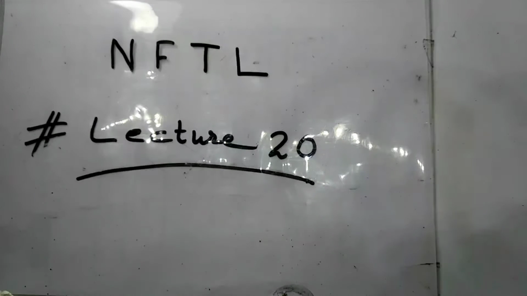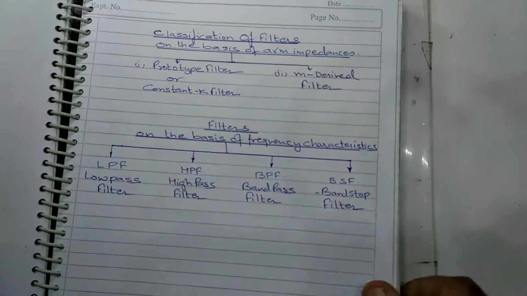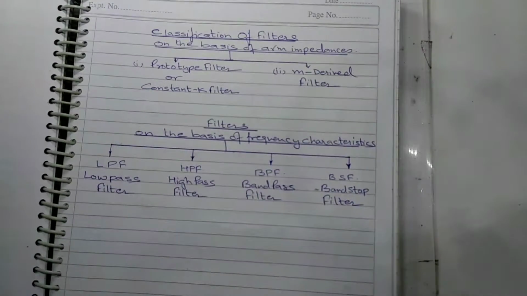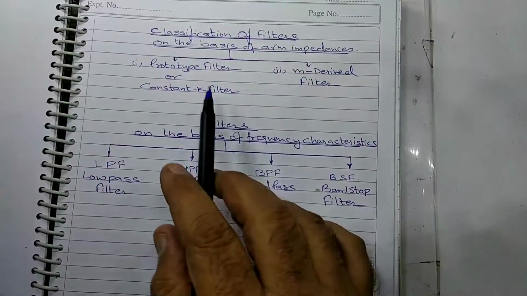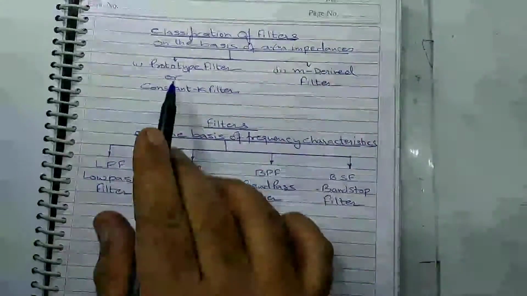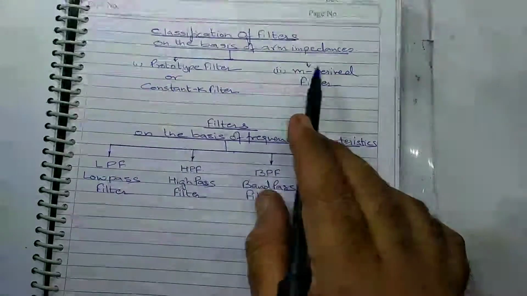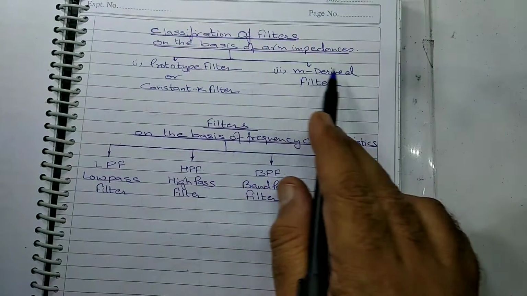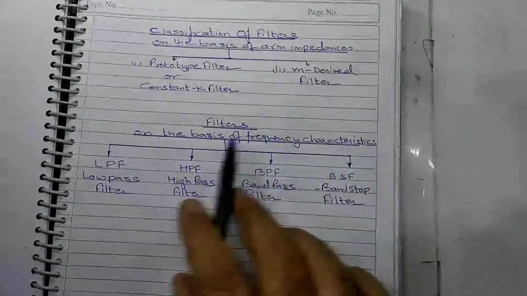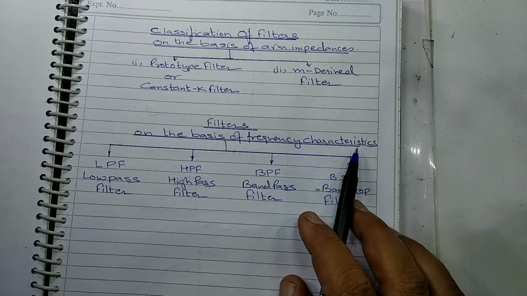Welcome to lecture 20 of NFTL, that is classification of filters continued. Today we will see the classification of filters on the basis of arm impedances. First is prototype filter or constant K filter. Second type of filters are M-derived filters. Now filters on the basis of frequency characteristics.